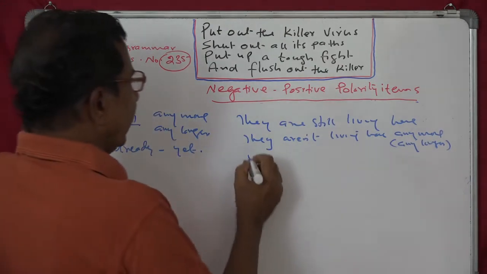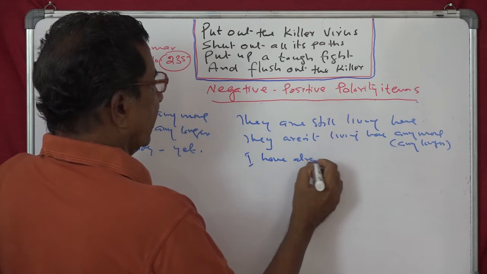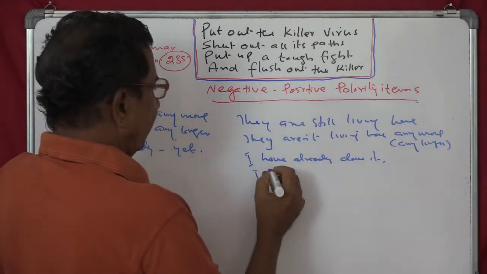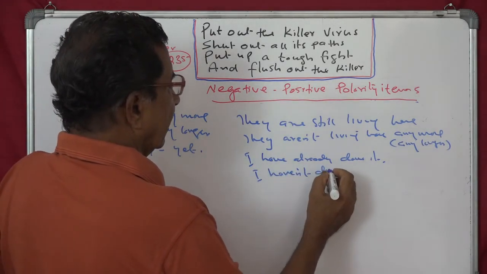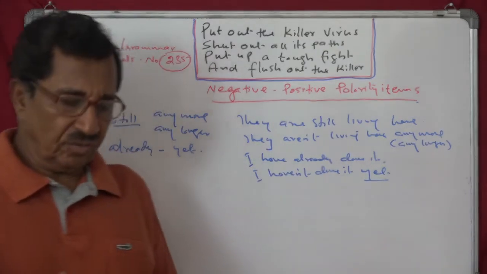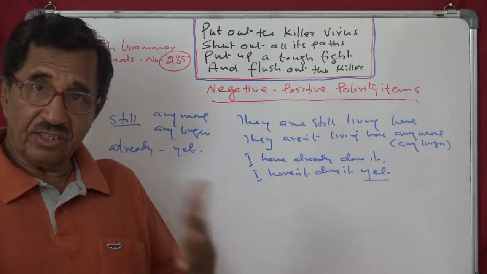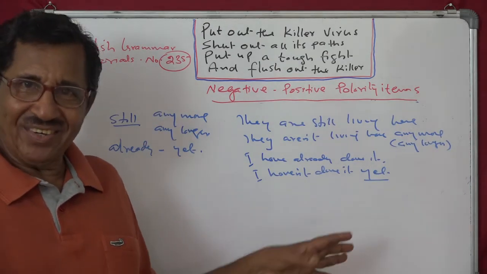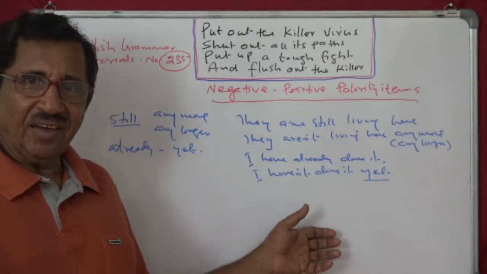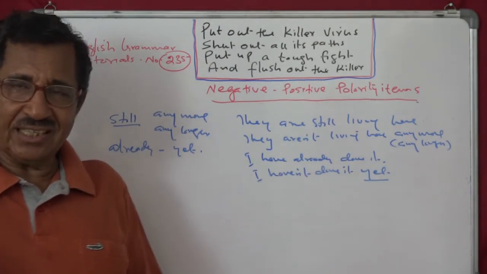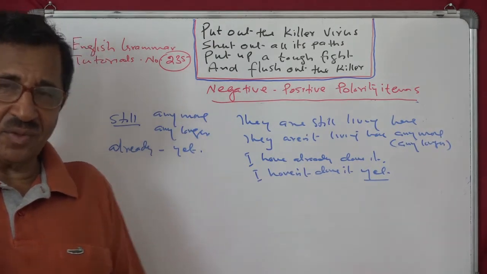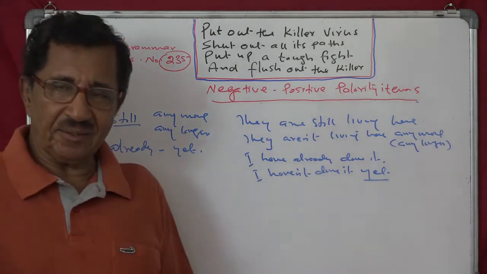Same thing. I have already done it. Negative: I haven't done it yet. Same with questions: have you done it yet? We don't say, have you done it already. Have you completed the work yet? Not, have you completed the work already. But in an affirmative sentence you say, I have already done it. Have you done it yet? That will be the question. So that is positive and negative.